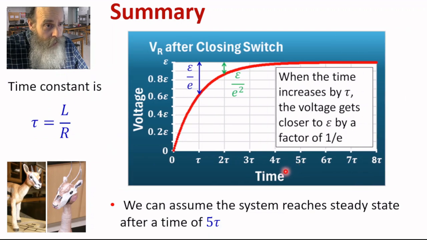Voltage across the resistor increases from 0 to the EMF. And when the time increases by tau, it gets closer to the EMF by a factor of 1 over e. So at 0, it's EMF away. At tau, it's EMF over e away. And at 2 tau, it's EMF over e squared away.